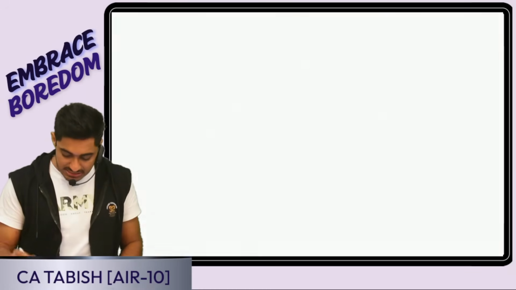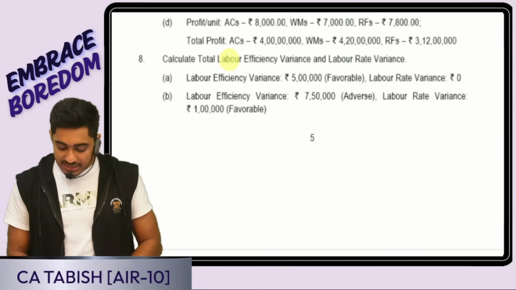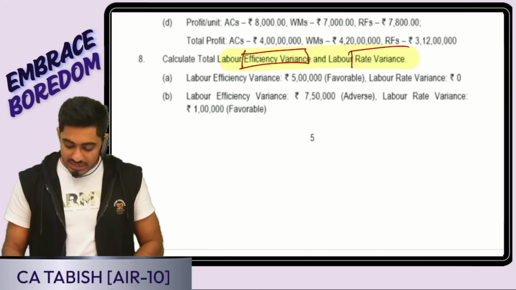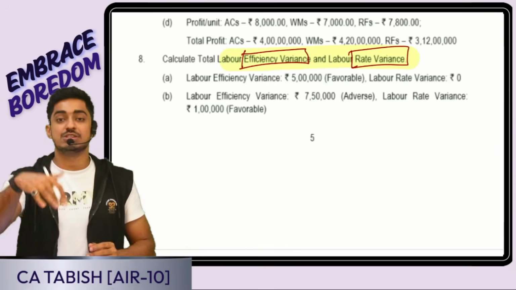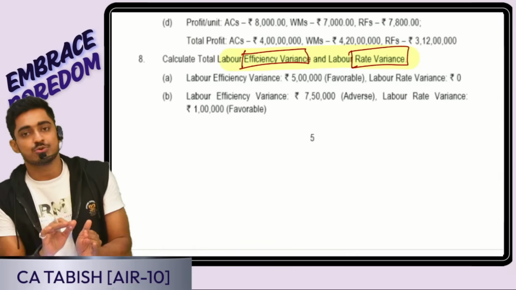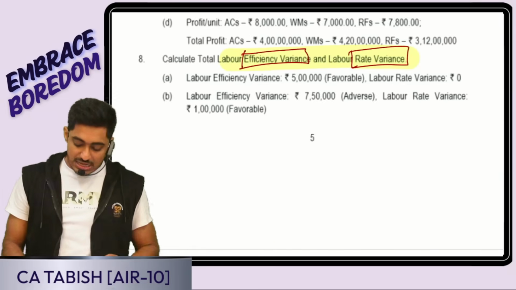Now part number C is beautiful. Pay attention everyone, that is a good part. Calculate the total labor efficiency variance and labor rate variance. Now to understand this, you should be having a small idea of the chapter standard costing. I'm presuming that you guys have finished off the chapter standard costing. If you have not finished this portion, once standard costing revision is over, you can be referring it. Okay, fine boss.